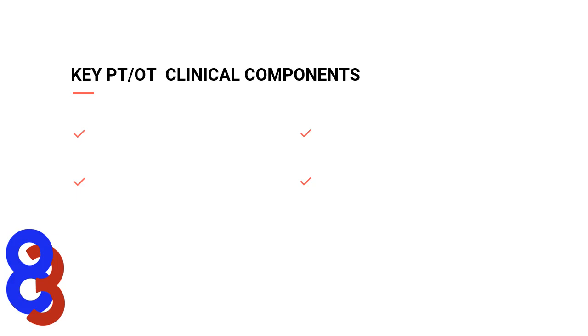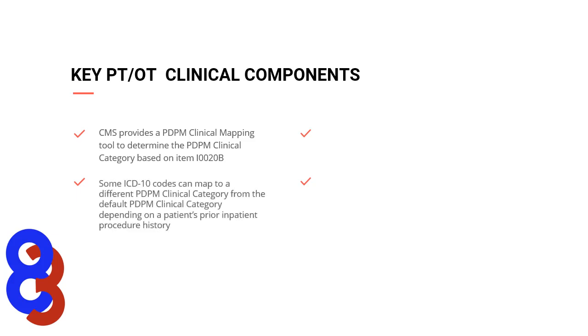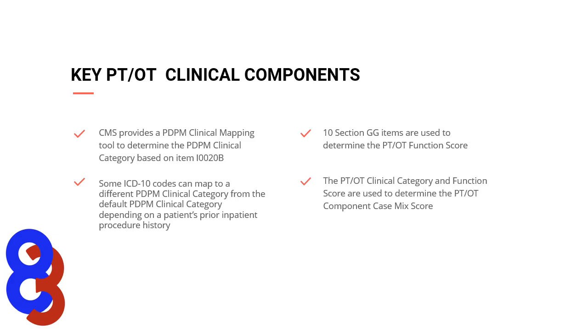Key PT and OT clinical components. CMS provides a PDPM clinical mapping tool to determine the PDPM clinical category based on the primary diagnosis entered in item I-20B. Some ICD-10 codes can map to a different PDPM clinical category from the default PDPM clinical category based on a patient's prior inpatient procedure history. 10 section GG items are used to determine the PT and OT function score. The PT and OT clinical category and function score are used to determine the PT and OT component case mix score.